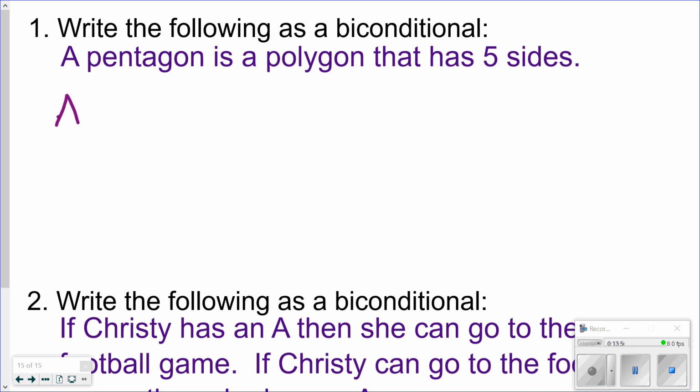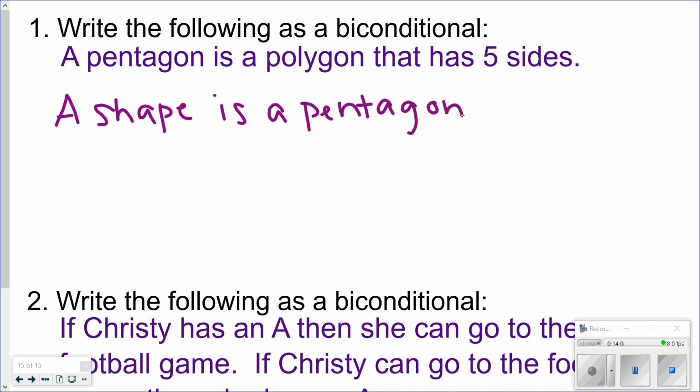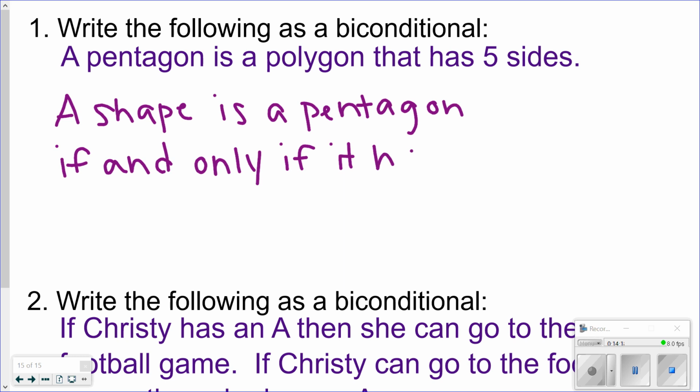So a shape is a pentagon if and only if it has 5 sides.